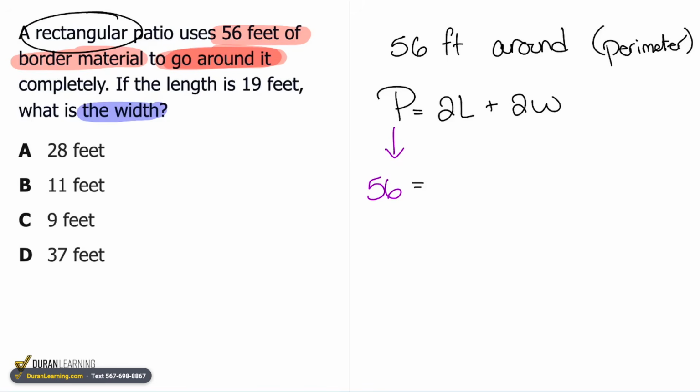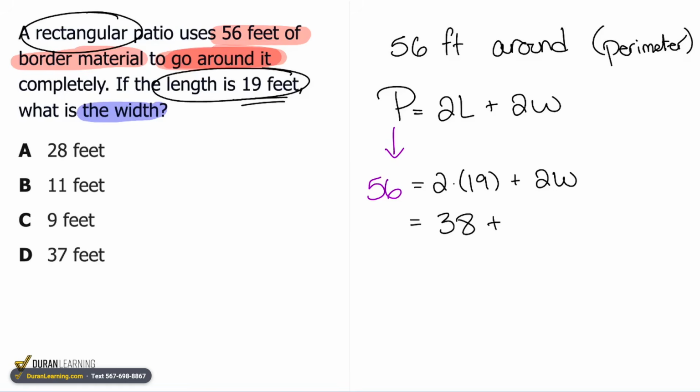And then from there, we have double the length. The length was given to us as 19 feet, so I'll say double 19. And we're looking for the width, so I'll keep that as is. Let's finish things up. We'll multiply 2 and the 19 together, and that'll end up being 38. So we have 38 plus 2w, and then 56 on the left side right there.